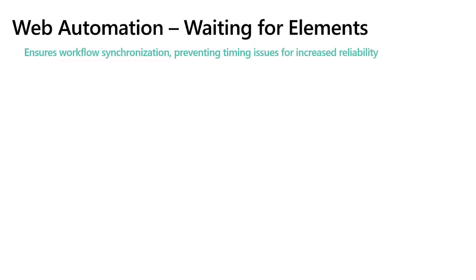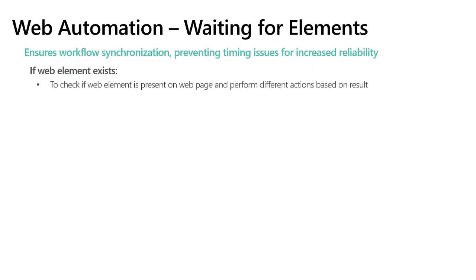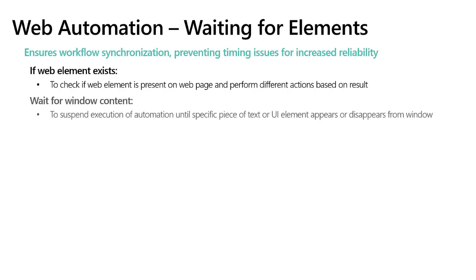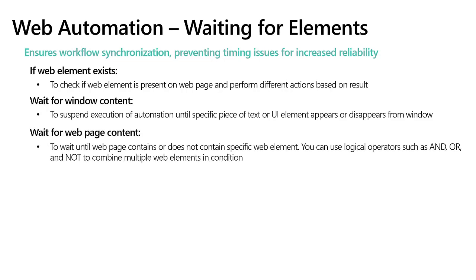The waiting for elements actions help prevent timing issues for increased reliability. You can use if web element exists to check if a web element is present on a web page and then perform different actions based on the result. You can use wait for window content to suspend the execution of your automation until a specific piece of text or UI element appears or disappears from a window.